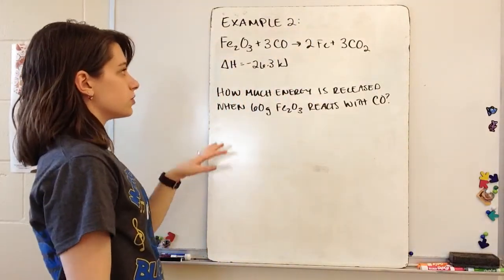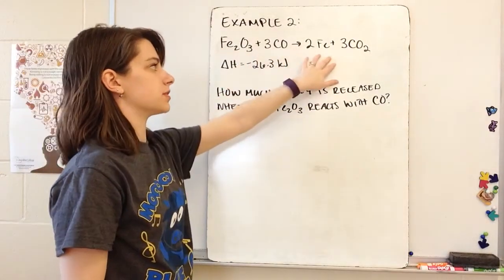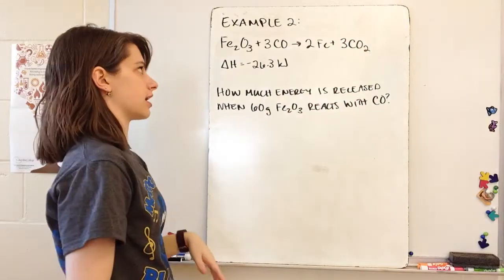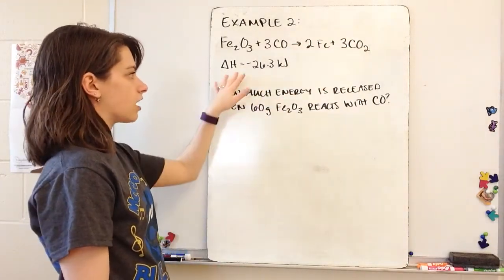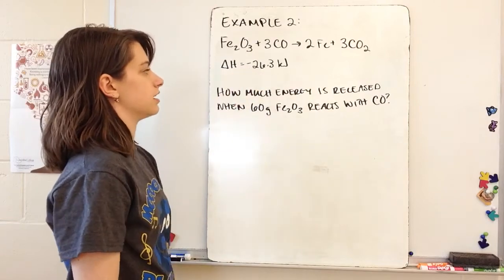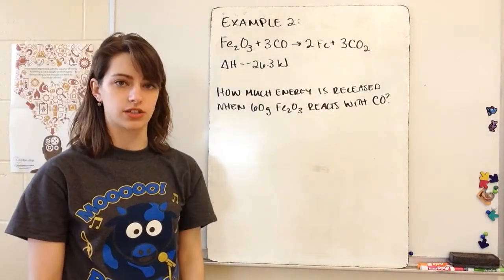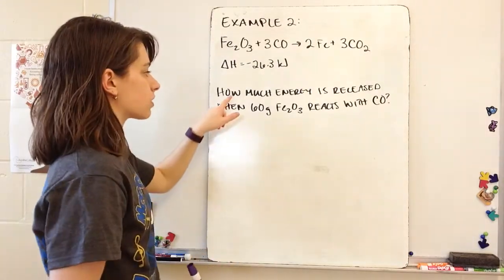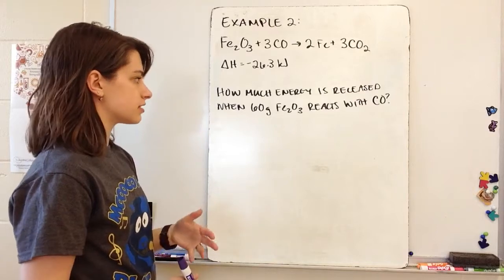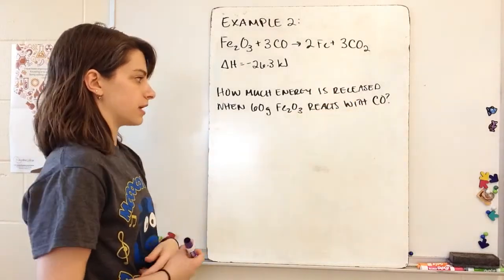So in example 2, we're looking at iron(III) oxide reacting with carbon monoxide to produce iron and carbon dioxide. This is a balanced chemical reaction that's already given in the problem. Our delta H for this question is negative 26.3 kilojoules. So this is an exothermic reaction. When this happens, we're going to get energy out. Our question asks how much energy is released when 60 grams of iron(III) oxide reacts with carbon monoxide.